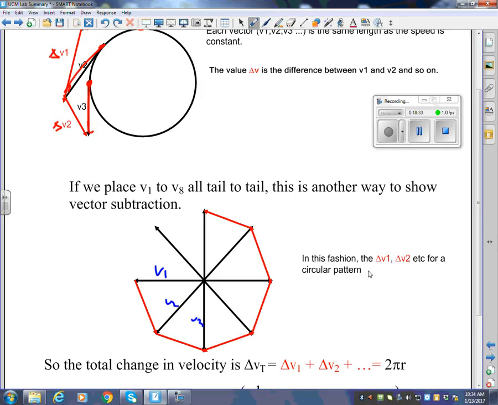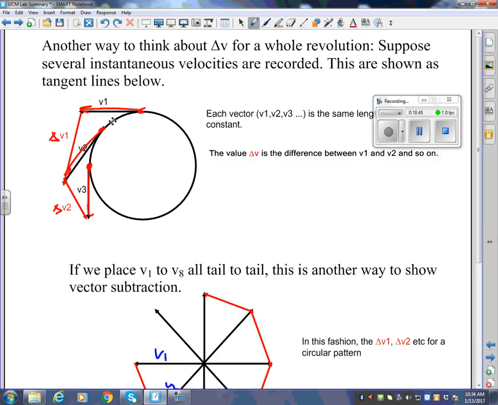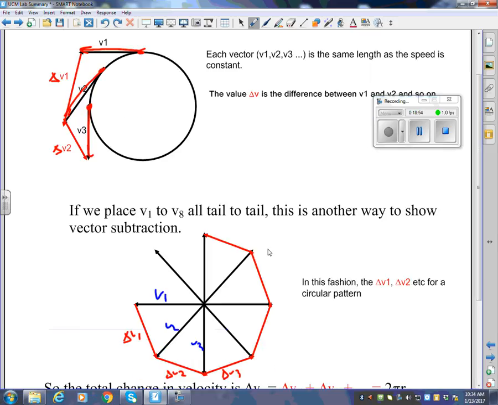And in this fashion, delta V1, delta V2, etc., form a circular pattern. This is delta V1, this is delta V2, this is delta V3, and so on. And if we took these velocities at not just the quarter marks, but every second or every tenth of a second, we would have multiple black ones. You would have a big giant one like this, and the difference between them would not be so straight. And in fact, delta V1, delta V2, delta V3, if it went all the way to say V360, it would practically be a circle.